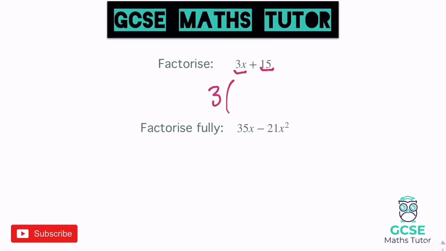3x divided by 3 is just x. Copy the symbol with a plus. And 15 divided by 3 is 5. And you can check your answer there. You can expand that back out just to check that you do get 3x plus 15.